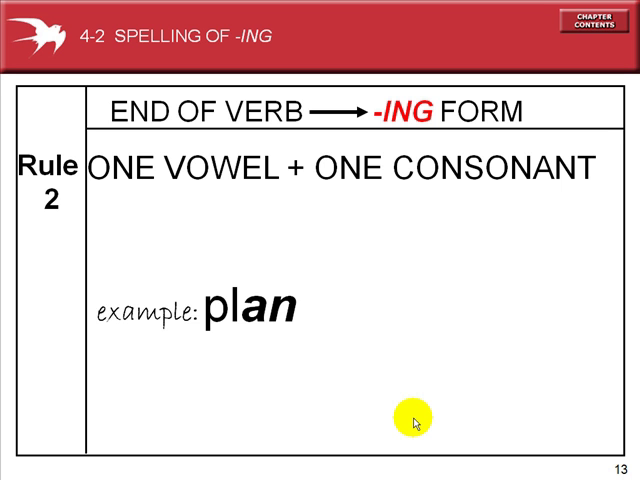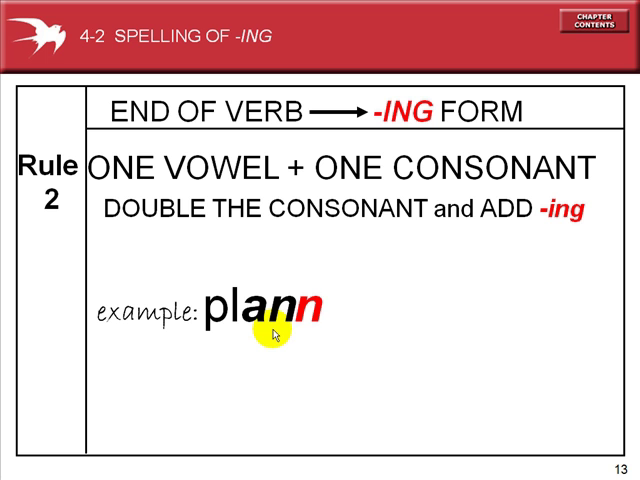Another example of Rule 2, one vowel and one consonant endings of verbs, is the word plan. Plan ends in one vowel and one consonant. So we must double the consonant and add the ing ending. So the correct spelling, to change plan to planning, we must double the consonant and add the ing. Planning.